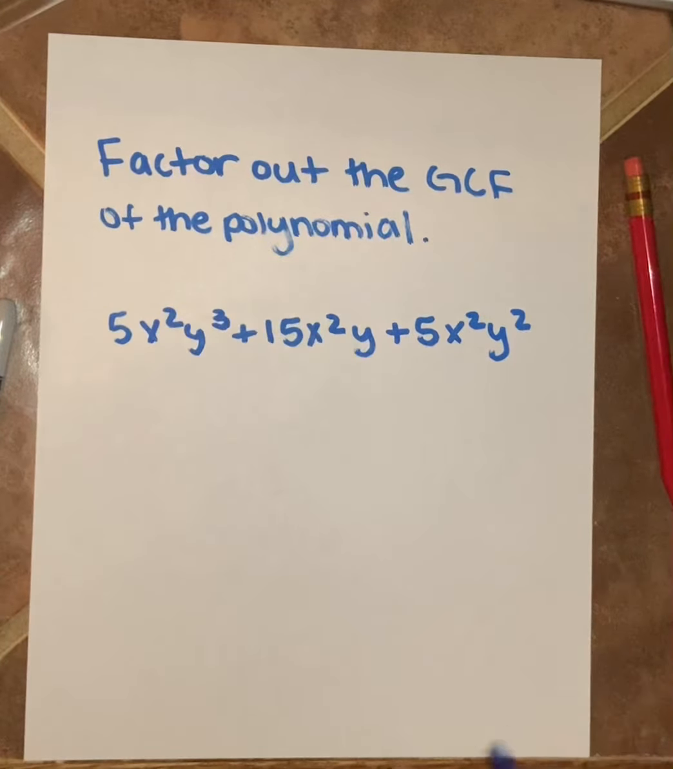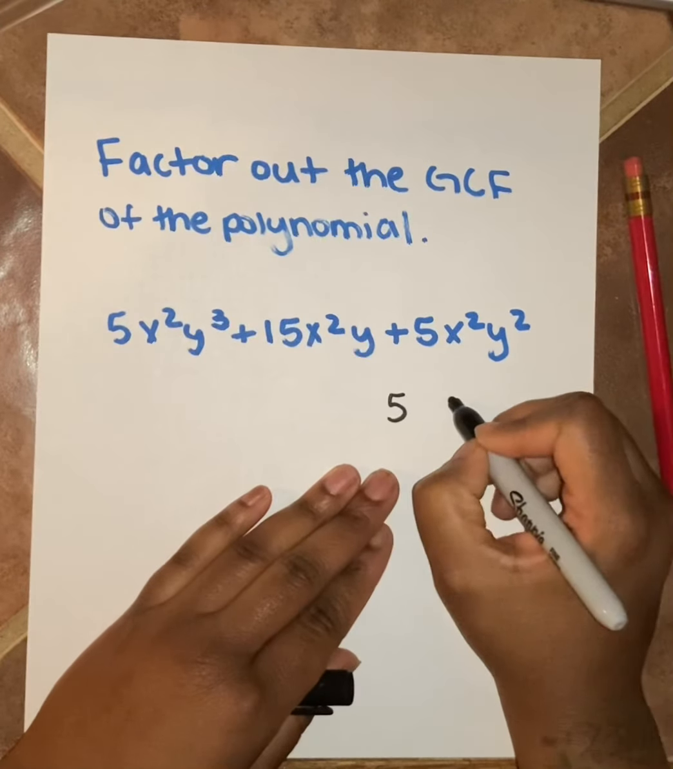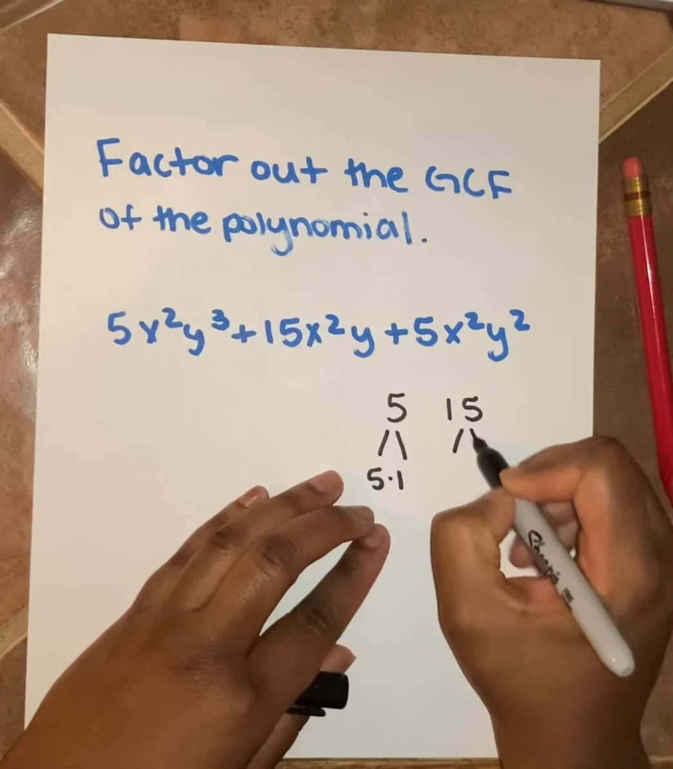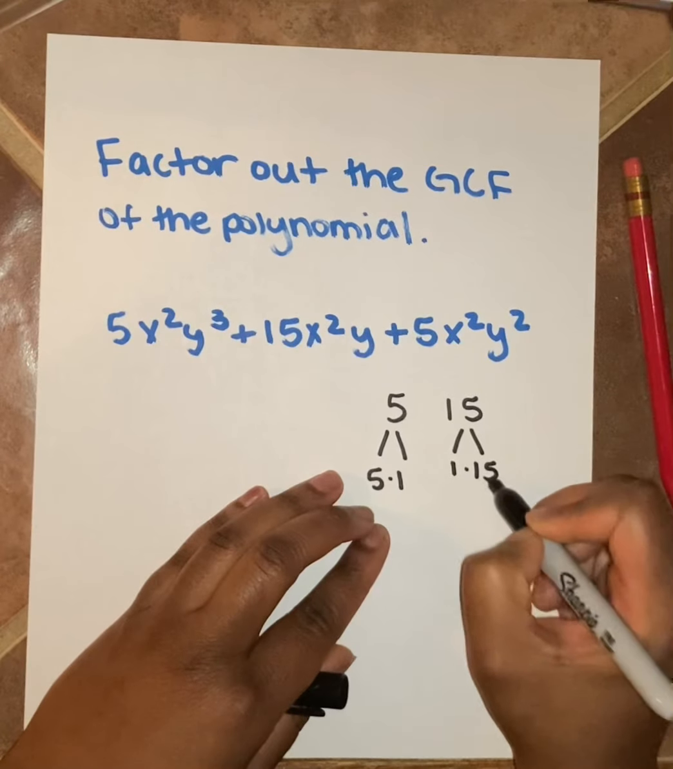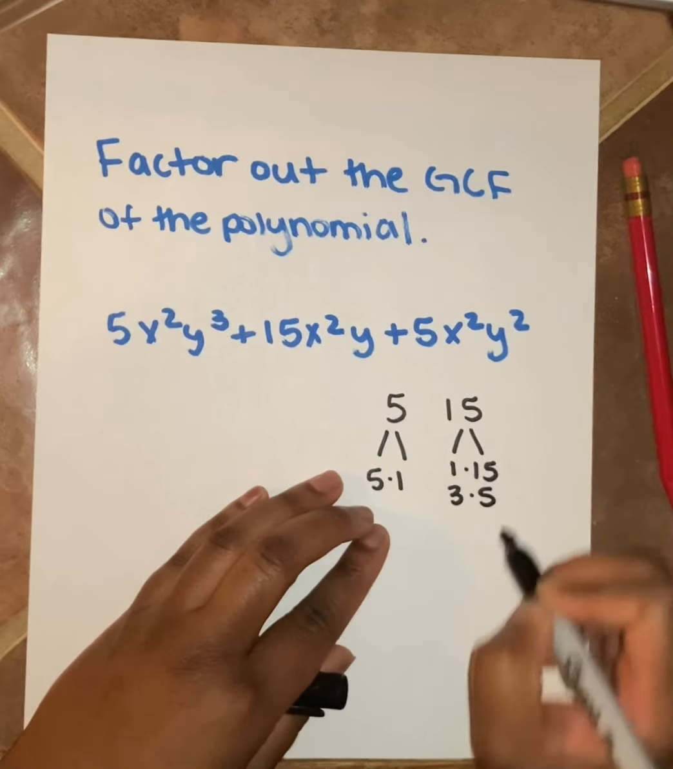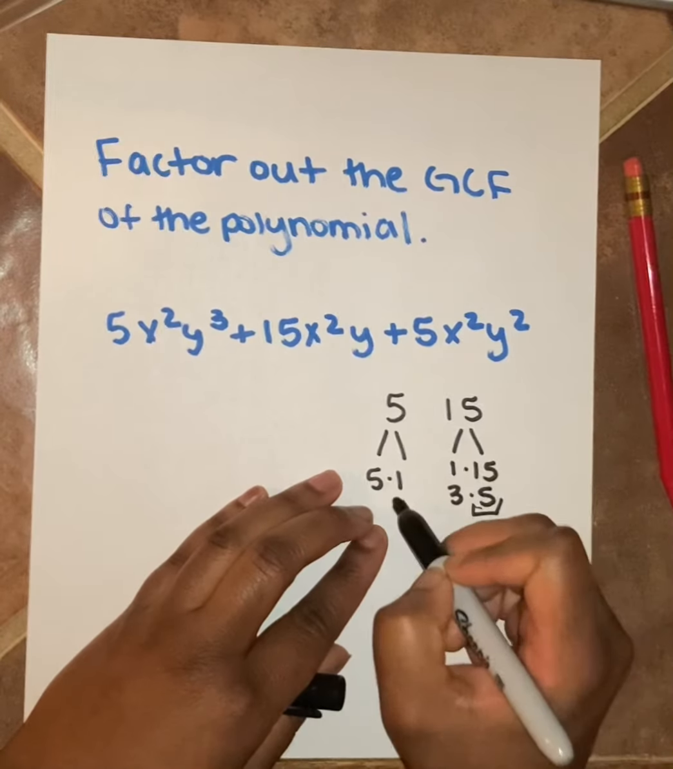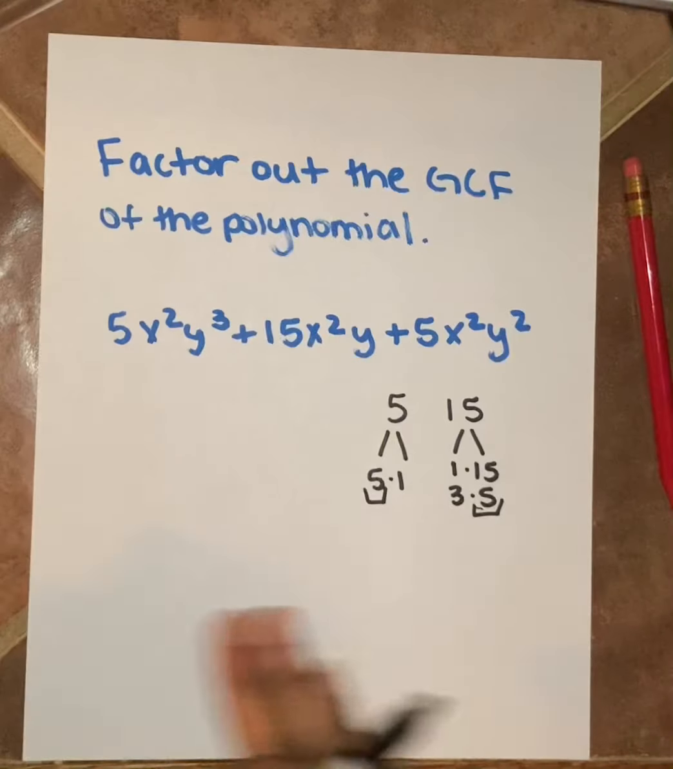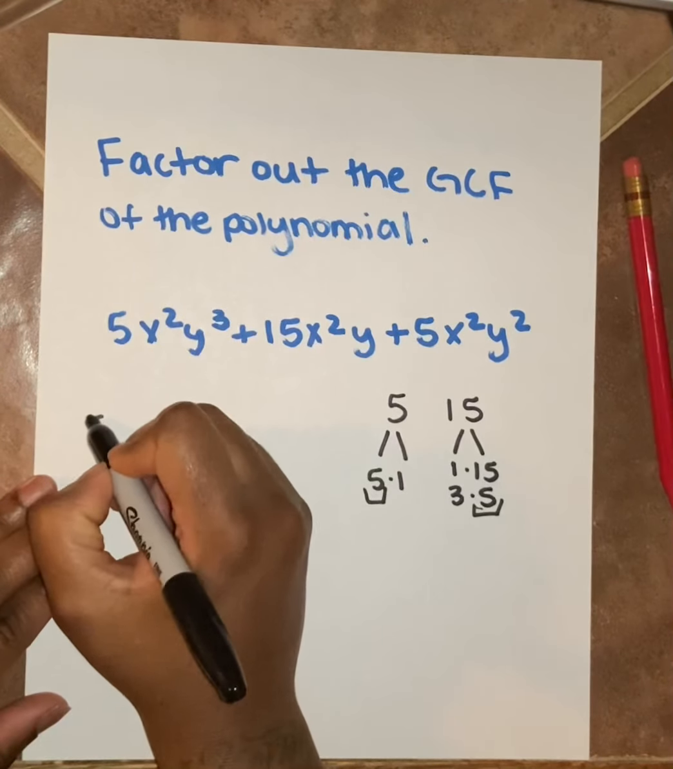So when we're first trying to pull out the GCF of a polynomial, the first thing we need to do is take a look at our numbers that are in the polynomial. So we see that within our terms, we have two numbers. We have 5 and we have 15. So the factors of 5 will be 5 and 1. Factors of 15: 1 and 15, and 3 and 5. So we see that the greatest common factor between the two is 5. So we're going to pull a 5 out of our polynomial.